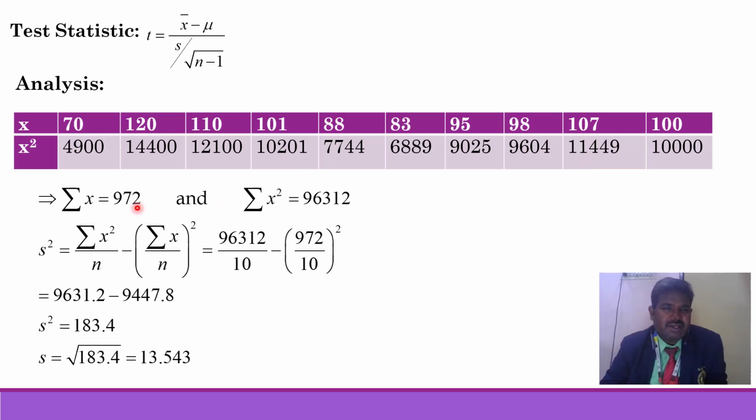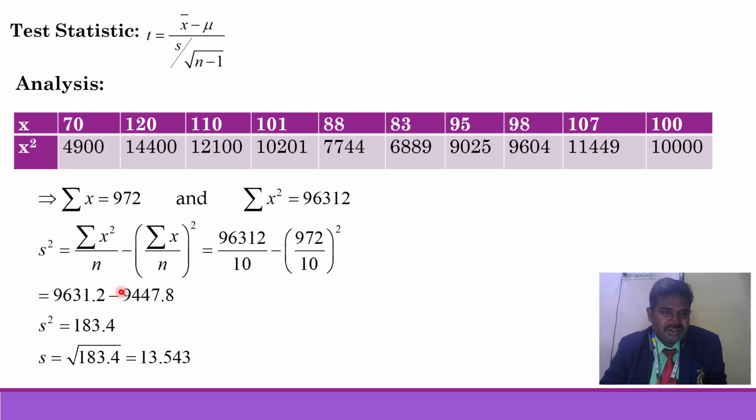And we can calculate summation x. Summation x is nothing but 972, and summation x square is nothing but 96312. So first we calculate the variance of the sample, s square, using the formula summation x square by n minus summation x by n whole square. So 96312 divided by 10, where n is 10, minus summation x, which is 972, divided by 10 whole square.